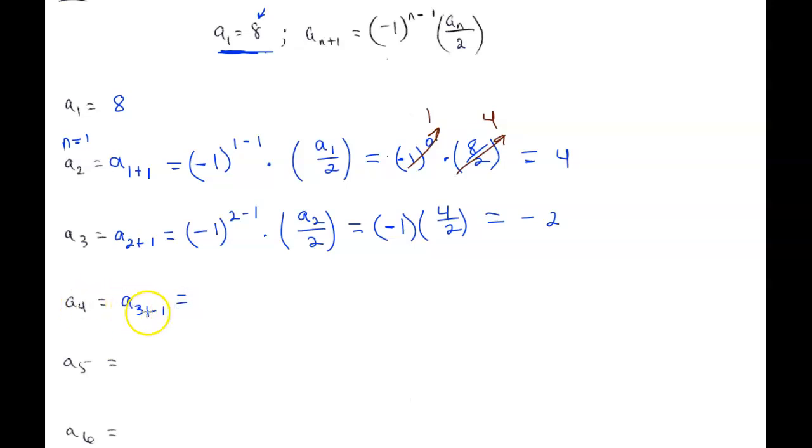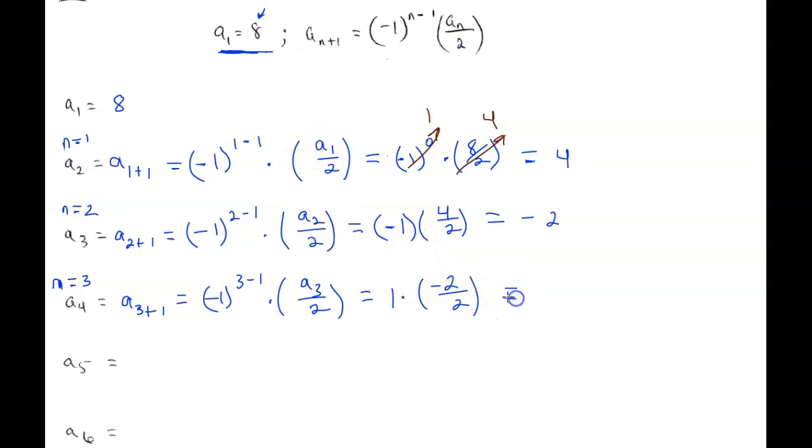So a sub 4 is the same as a sub 3 plus 1. So of course, in this case, n is equal to 3. And in the last one, n was equal to 2. So we got -1 raised to the 3 minus 1, times a sub 3 divided by 2. And of course, it was negative this go round, so that means this next go round is going to be positive. And we have a sub 3, which was negative 2, divided by 2. So this will end up being a negative 1 this go round, okay?